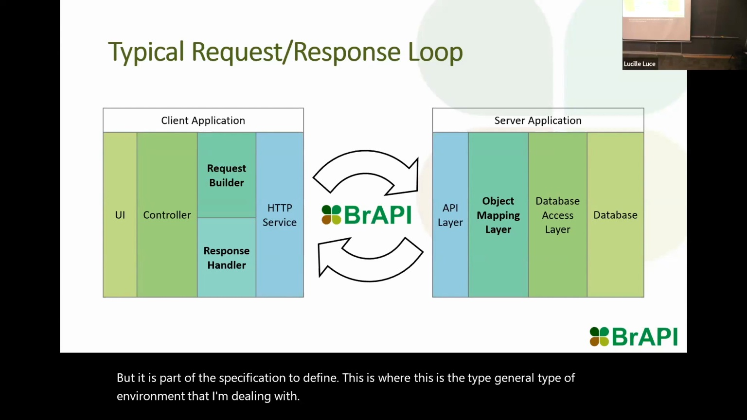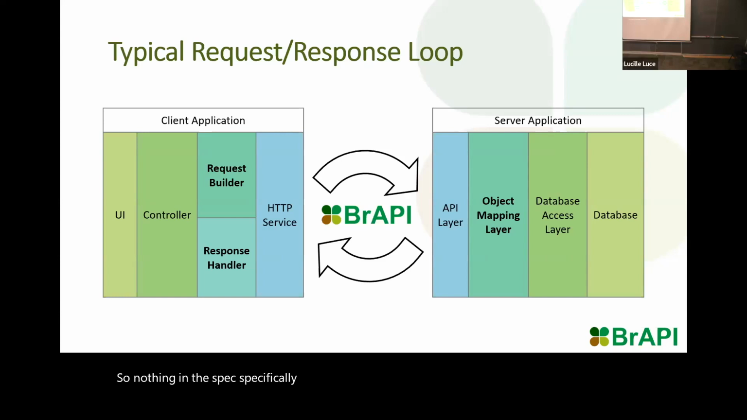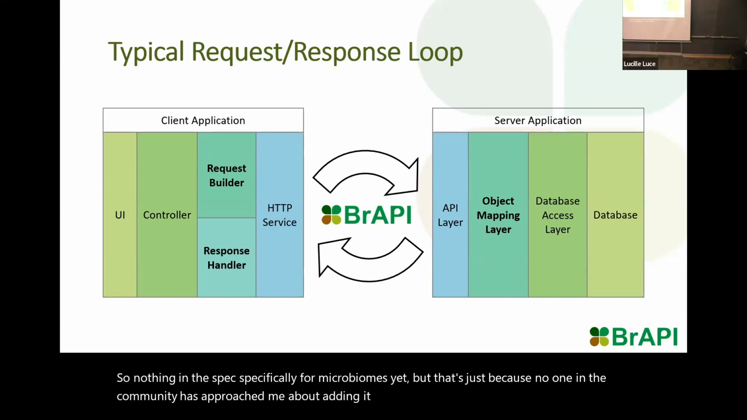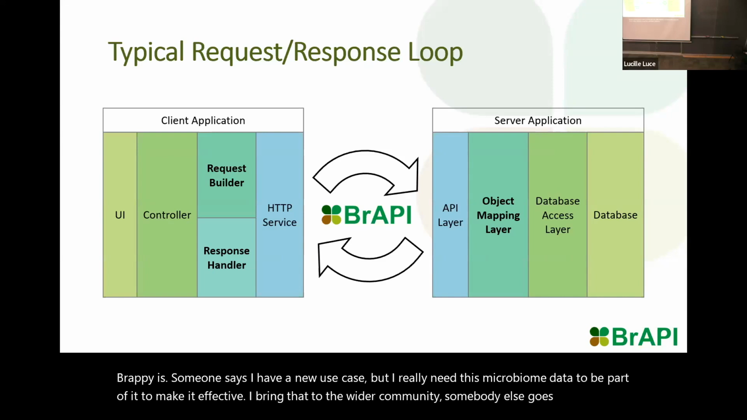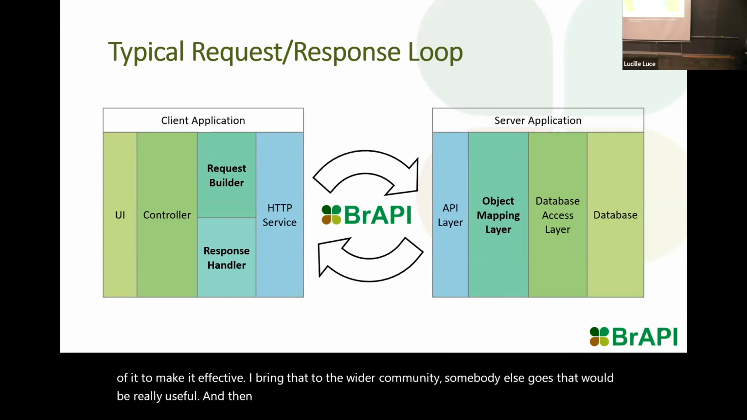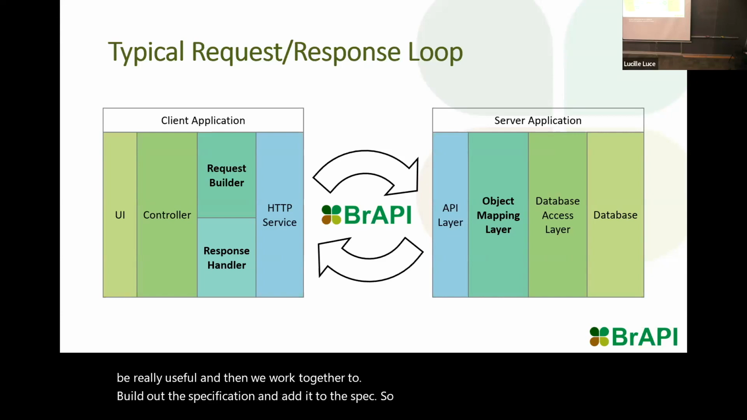So there's nothing in the spec specifically for microbiomes yet, but that's just because no one in the community has approached me about adding it. This is how new concepts get added to BrAPI: someone says, I have a new use case, but I really need this microbiome data to be part of it to make it effective. I bring that to the wider community, somebody else goes, oh yeah, that would be really useful, and then we work together to build out the specification and add it to the spec. So it's a somewhat slow process to add things to the actual specification.